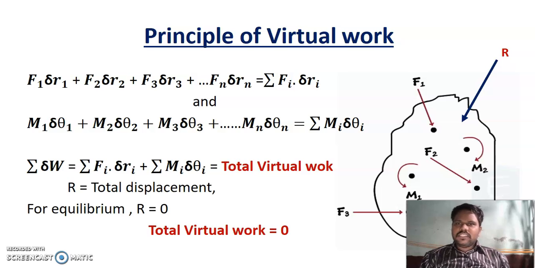Now let us discuss about principle of virtual work. Let us consider forces F1, F2, F3 and couple moments M1, M2, M3 acting on a rigid body. F1, F2, F3 show linear virtual displacement. Then the total work done by the linear virtual displacement is given as summation of linear force dot linear virtual displacement.